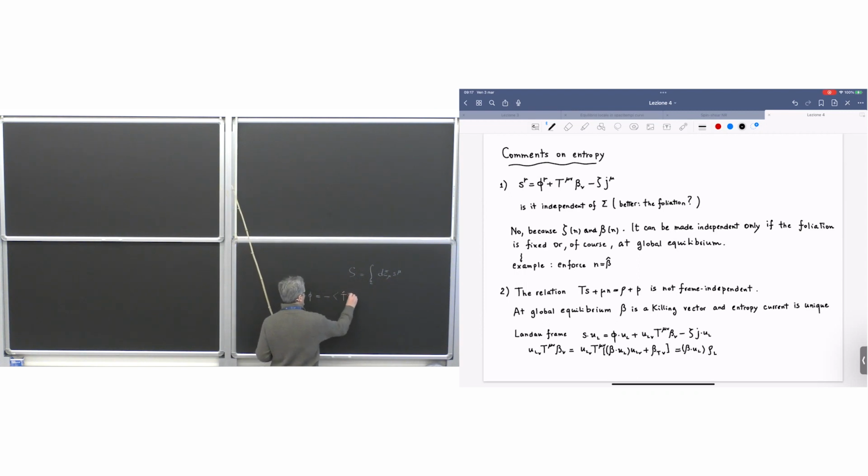And then we had nabla mu beta nu plus something involving the current.